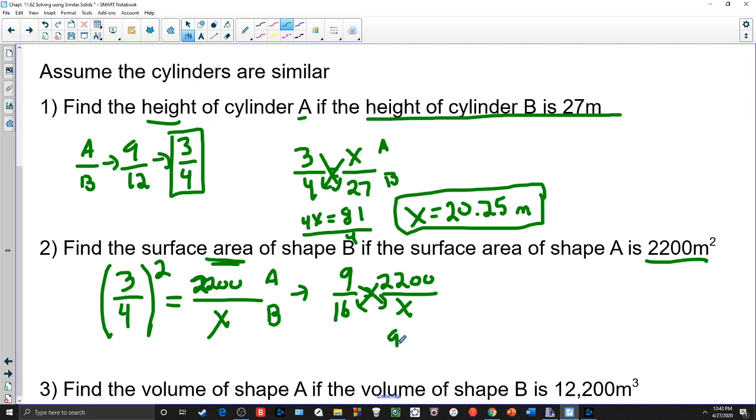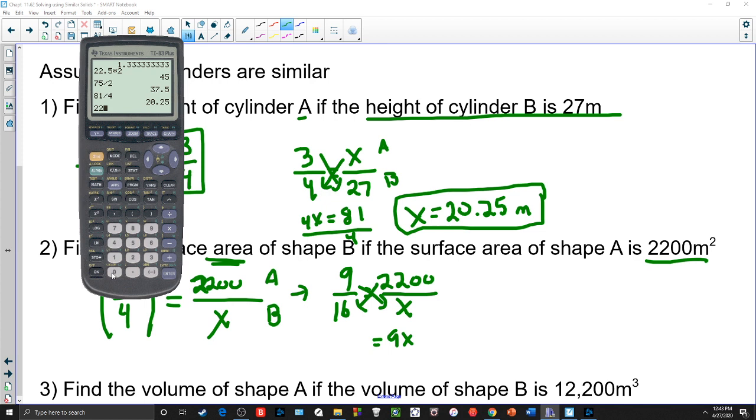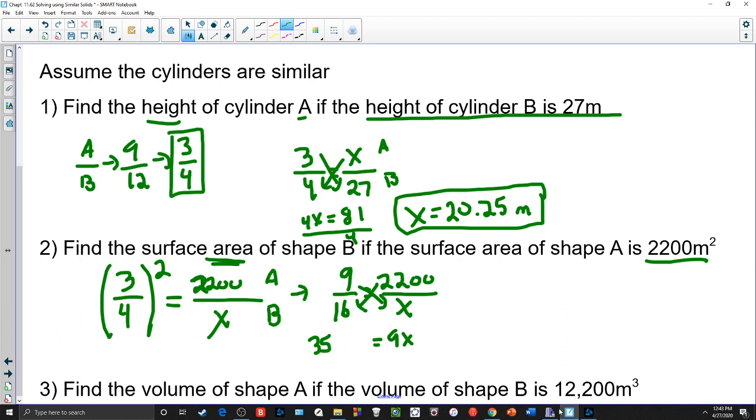So 9x is equal to 2200 times 16, which is 35,200. Making sure my mic is still working.